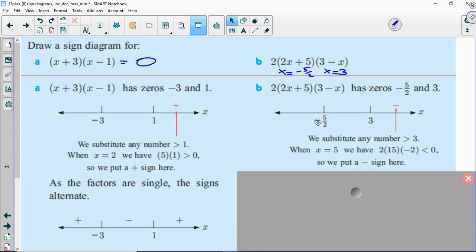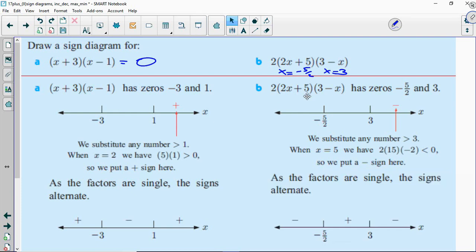Choose a number to the left of negative 5 over 2. Negative 5 over 2, that's negative 2.5, so we can choose negative 3. Or if you're too lazy to figure out what that fraction is, just choose a giant negative number. Choose negative 1,000,000 for all I care. That's going to be a negative if it's 2 times negative 1,000,000 plus 5. And then 3 minus negative 1,000,000, that's going to be a positive. And negative times positive is going to give us negative in the end. And that's all we need to do.